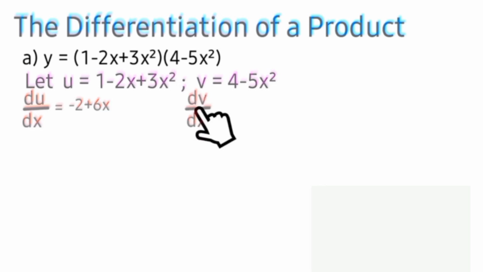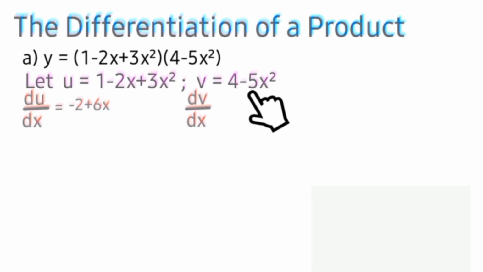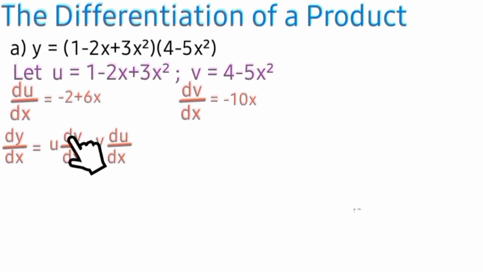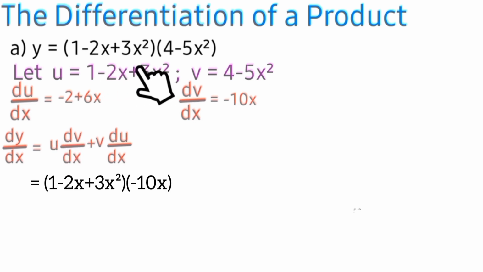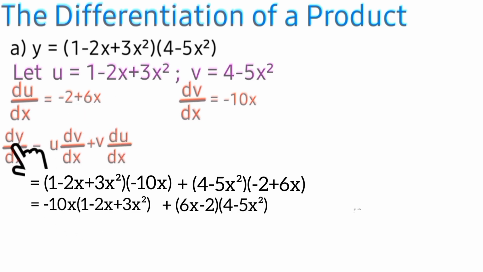Now let's differentiate V. We refer to that as dv by dx. We have a constant. We neglect the constant and focus on minus 5x squared: 2 times minus 5x, 2 minus 1. Now let's use this product formula to find the derivative of this. Here we have u, which is this, times dv by dx, plus v being this, and then times du by dx. So therefore, the derivative of this, that is dy by dx, is equal to minus 10x multiplied by all these values plus 6x minus 2 multiplied by this.